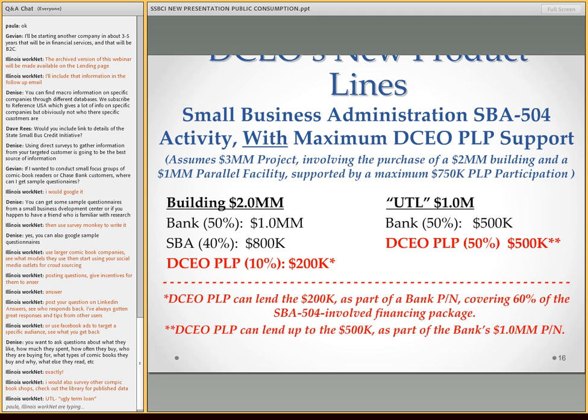So let's see now. This is a $3 million project, and the bank on the building portion would put up $1 million, the SBA $800,000. The borrower would have to put up $200,000 in equity. And on the ugly term loan, the bank would be required to put up the entire $1 million. Now let's see what happens when we work with the bank. Next slide, please. When we work with the bank, again, we look at this as a $3 million.